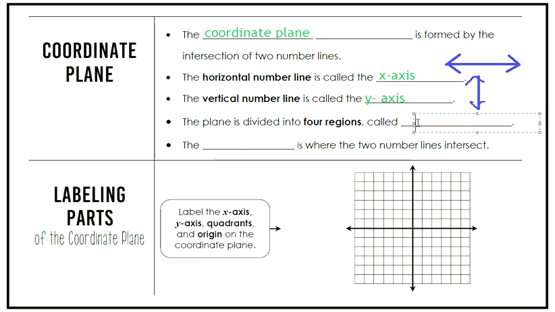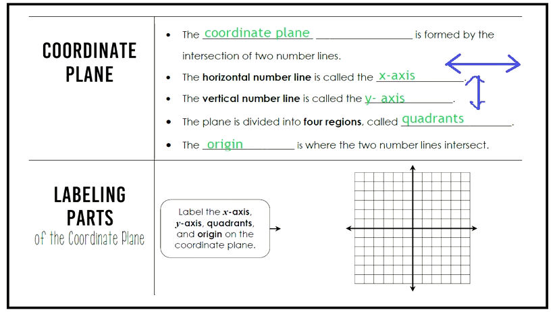And then the plane is divided into four regions called quadrants. So that word is quadrants. It's a very big word, but it's actually not that scary. But we just call them quadrants. There's going to be four quadrants, and you'll see what they are. And then the origin is where the two lines intersect.